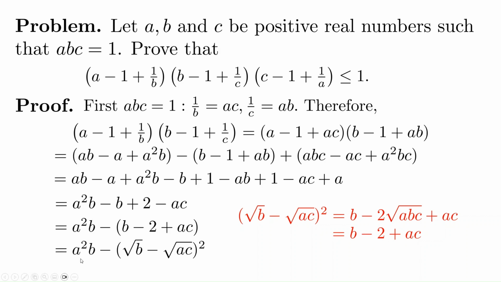Now, A squared B minus a perfect square, which cannot be negative, so it is less than or equal to A squared B. On this page, we proved the first factor times the second factor is less than or equal to A squared B.